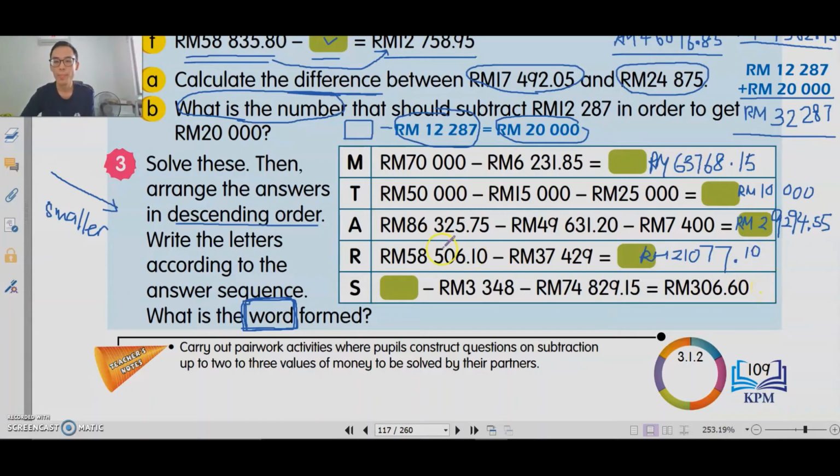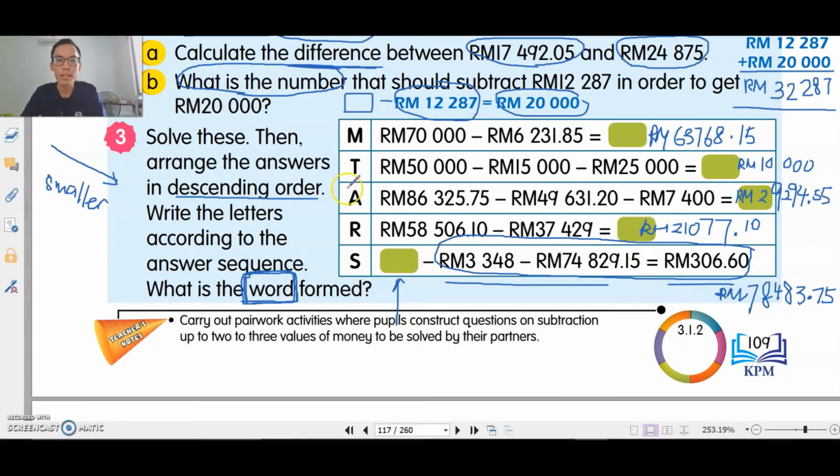Okay, last one. Unknown minus these two, you get this. So to find the unknown, you have to plus all the three numbers behind. Okay, plus all the three numbers behind, then you get the biggest number here. So 3,348 plus 74,829 ringgit and 15 cents plus 306 ringgit and 60 cents, you get 78,483 ringgit and 75 cents.